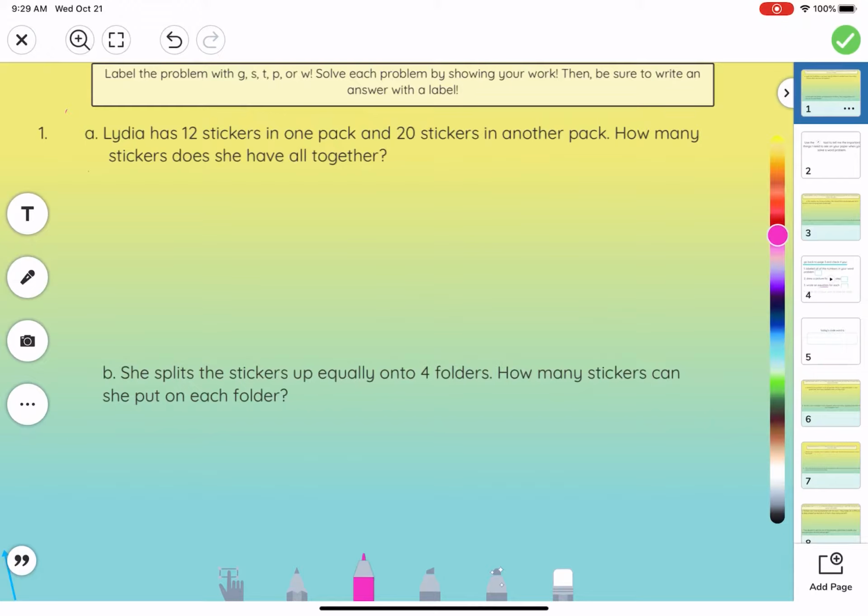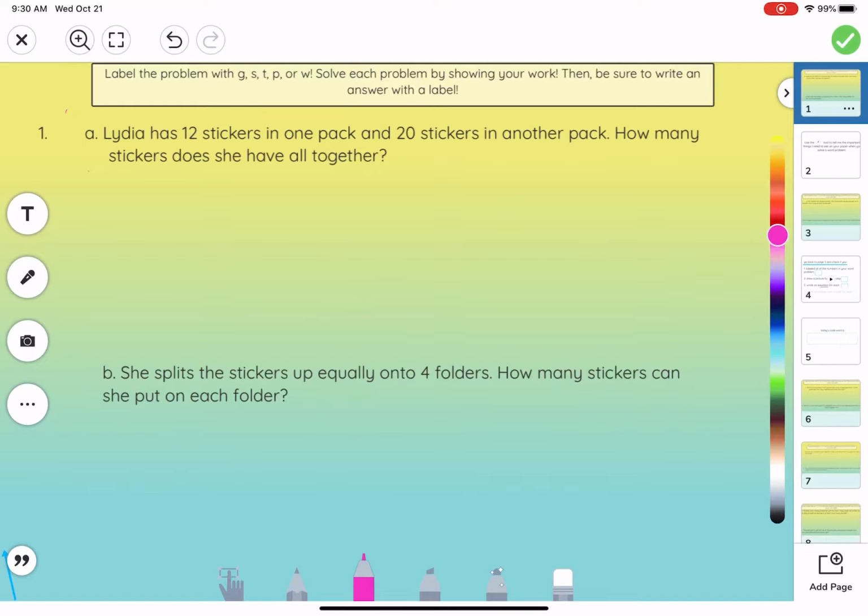So the directions say to label the problem with GST, group size total, part or whole, P or W. Solve each problem by showing your work, then be sure to write an answer with a label. Let's look at what this looks like.